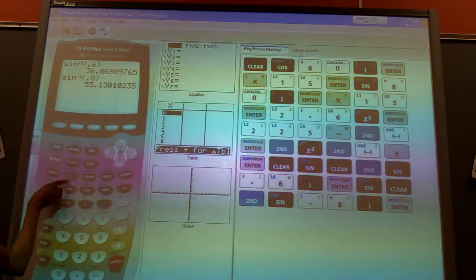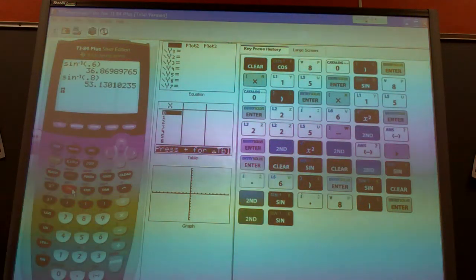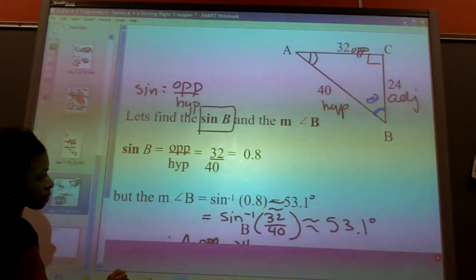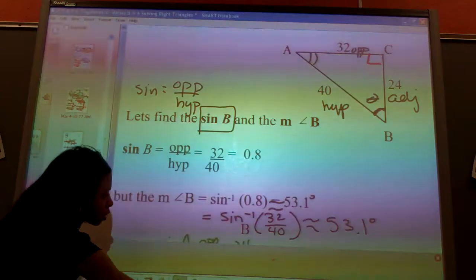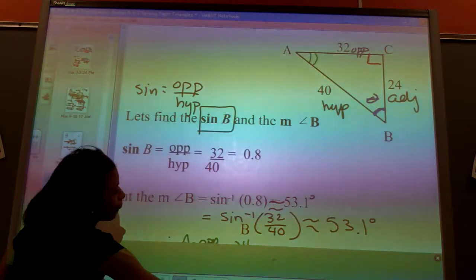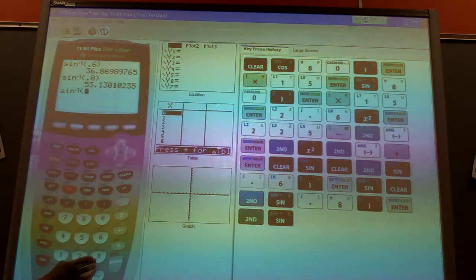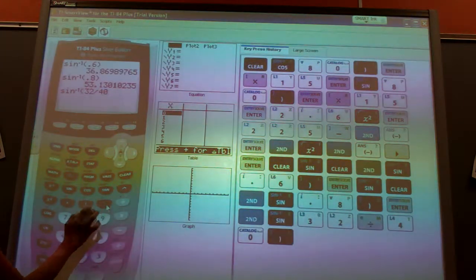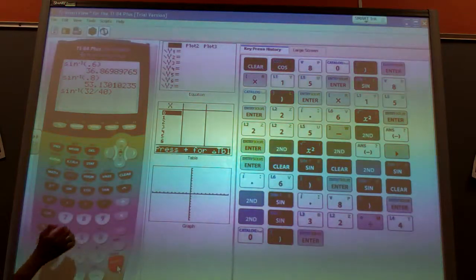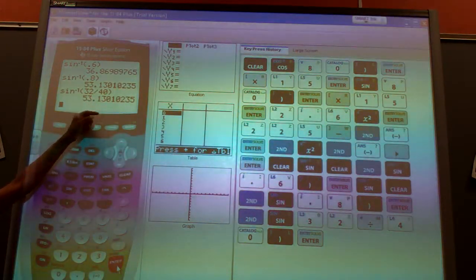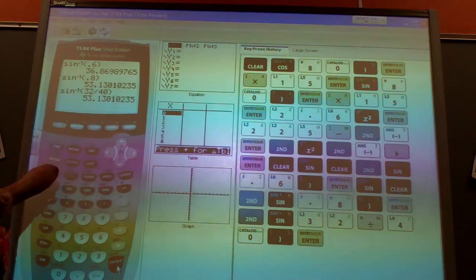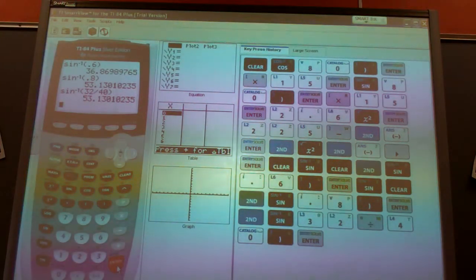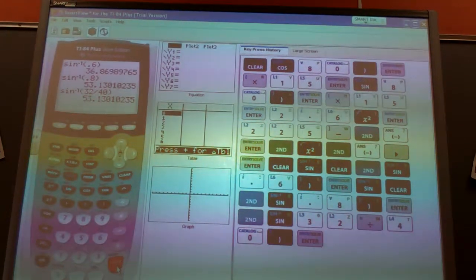If I want the inverse, so hit shift, inverse, and what was that, 32 over 40. So the 32 divided by the 40, and it should work out just the same. If I close the parentheses, and we get the same thing because this is the opposite divided by the hypotenuse. All right? And there's the difference between sine A and the measure of angle A or angle B.